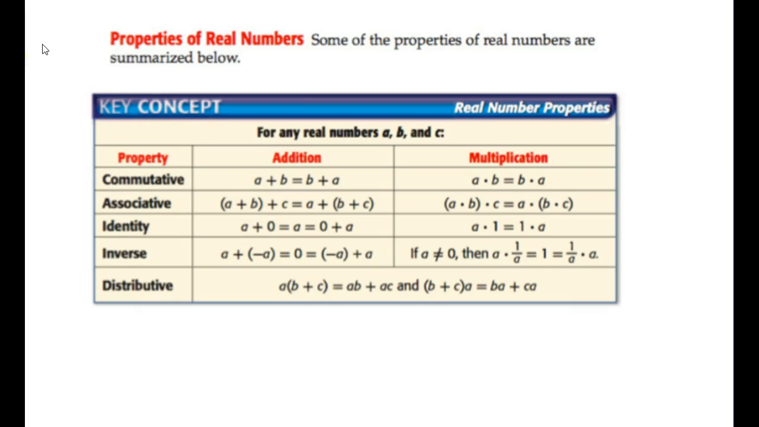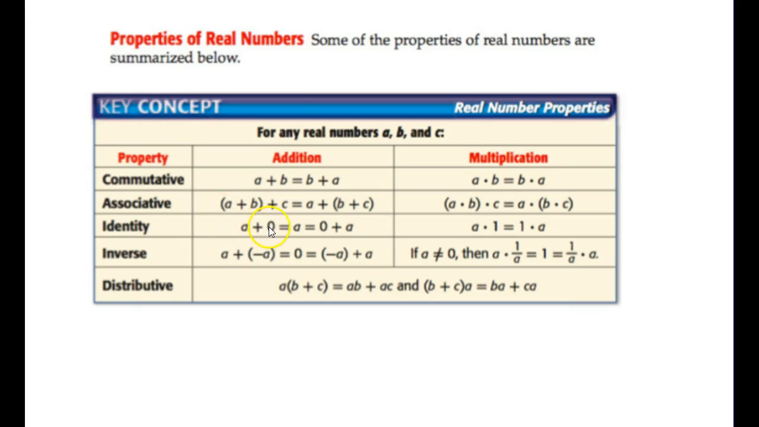Now we're going to discuss a few properties that you learned back in middle school: the commutative, associative, identity, inverse, and distributive. These relate to addition and multiplication. So commutative is basically saying the order in which we add or multiply two real numbers does not matter. Our result is still going to be the same. The associative property, if we have three real numbers, it does not matter whether we add the first two numbers together first or if we add the last two numbers together first, our result will still be the same. The same works for multiplication.